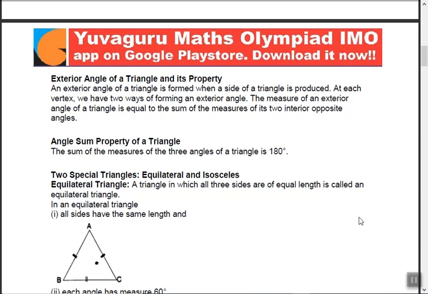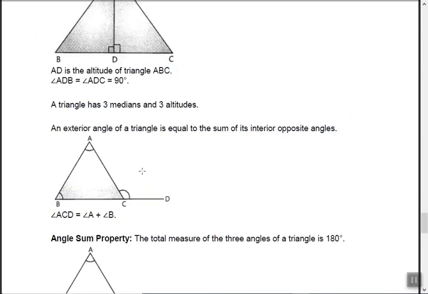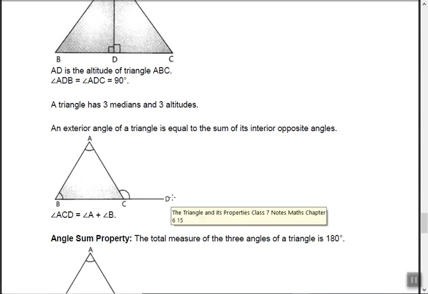See here, I produce one side and that angle is known as exterior angle. Let's see this part. ABC is a triangle and I produce this side BC to extend it to D. So this angle ACD becomes an exterior angle.